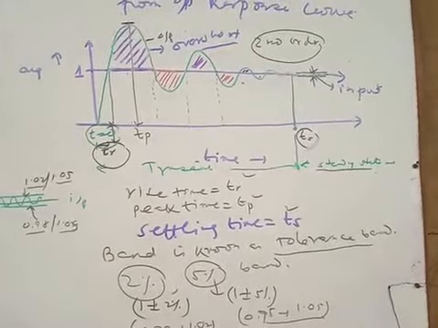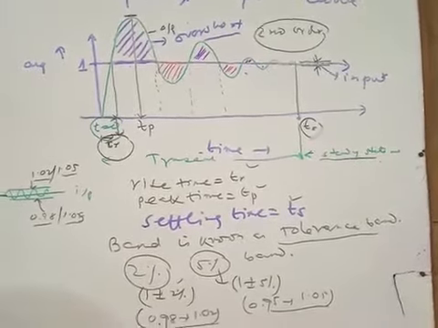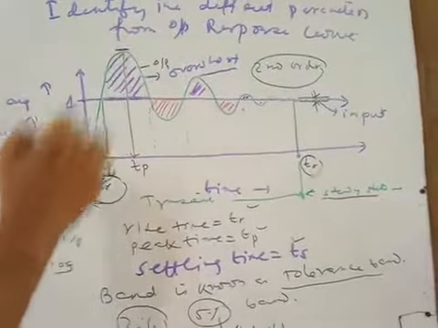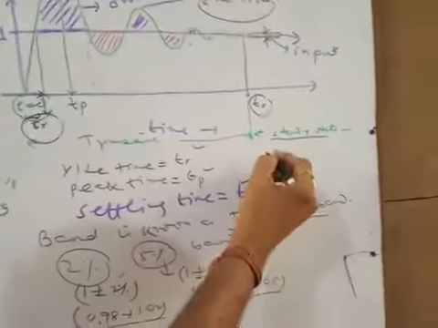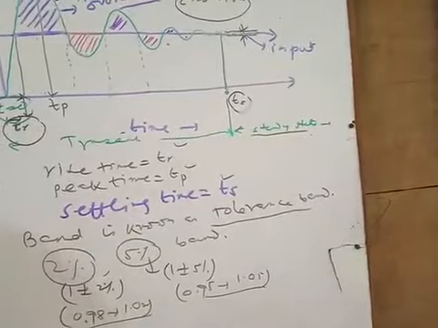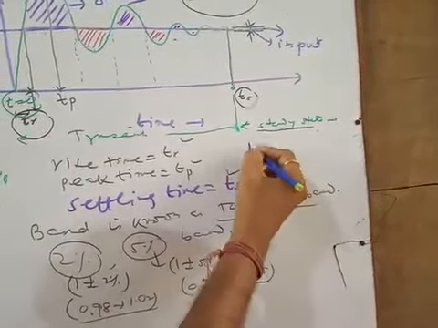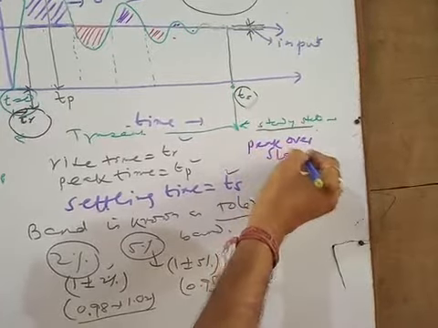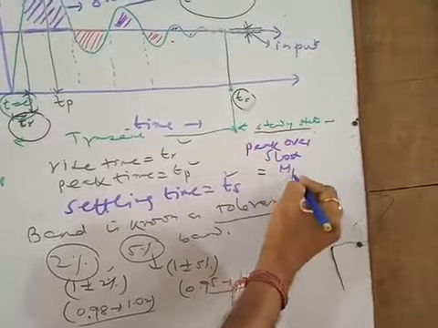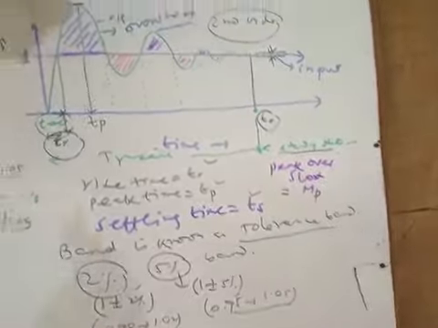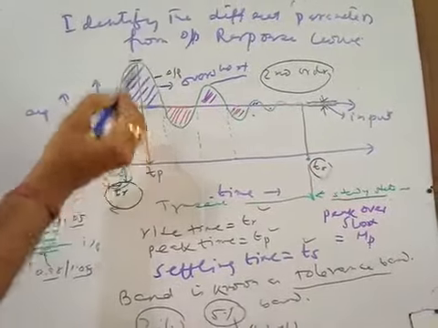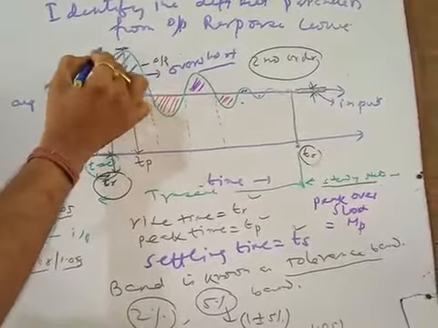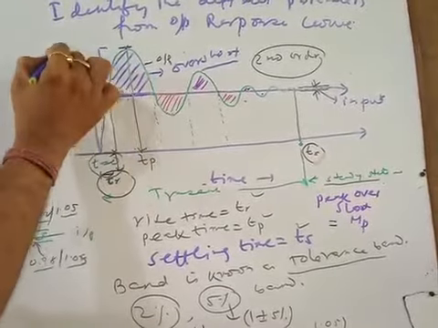In order to get the percentage, that is the peak overshoot, we have to get the value. Peak overshoot is denoted by Mp. Peak overshoot means we have to get the difference between this point and this point. So this is Mp.